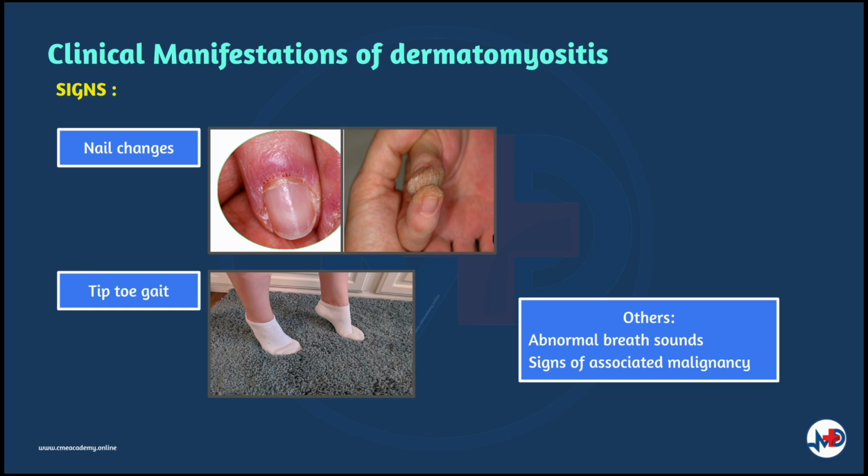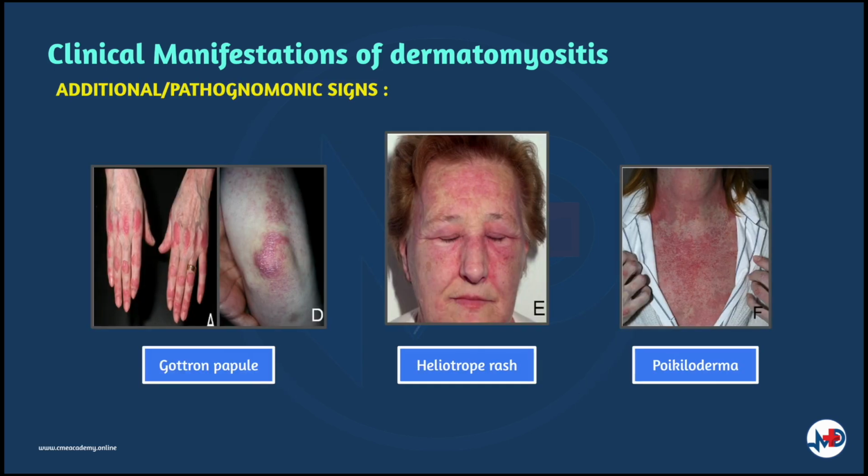Last but not least, we must also look for signs of associated malignancy, as mentioned in the previous slide, among patients with suspected dermatomyositis. The picture shows cutaneous manifestations of dermatomyositis. We have Gottron's papules, heliotrope rash, and poikiloderma, which are pathognomonic signs identified in patients with dermatomyositis.